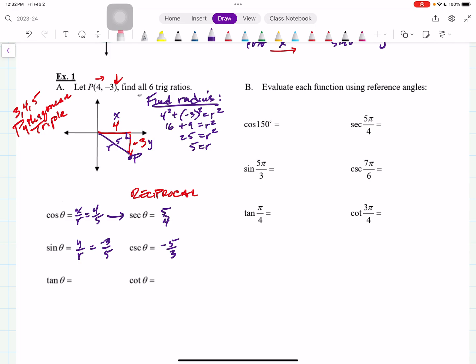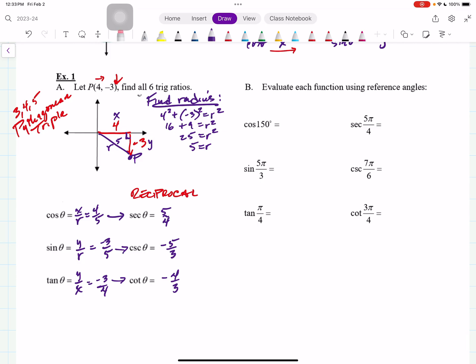Tangent of theta is y to x, okay? And then you get negative 3/4 here, and then you reciprocate that, you get cotangent of theta, which would be negative 4/3. So if you know one, you know the other one, because they're reciprocals. That's the relationship between secant and cosine, and cosecant and sine, and cotangent and tangent. Okay.